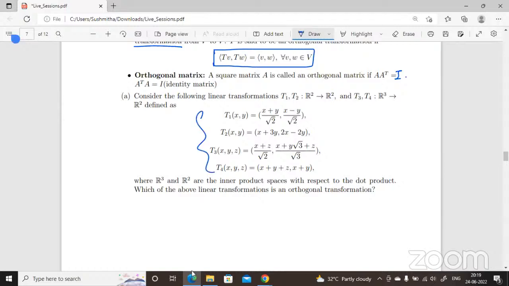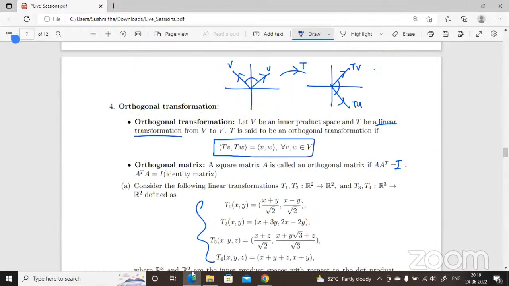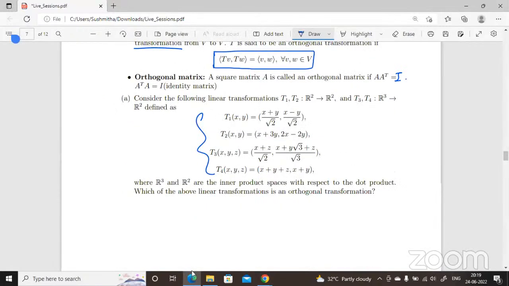So let's do this problem. Here we are given T1, T2, T3, T4. T1 and T2 are from R2 to R2. T3 and T4 are from R3 to R2. Okay, here you have the other one also. T from V to W is also given, meaning different inner product spaces. So it's the same concept. TV comma TW should be equal to V comma W.